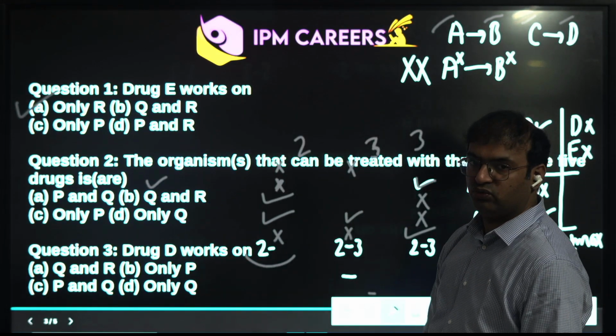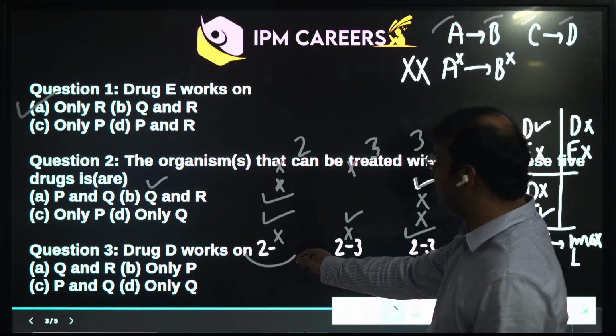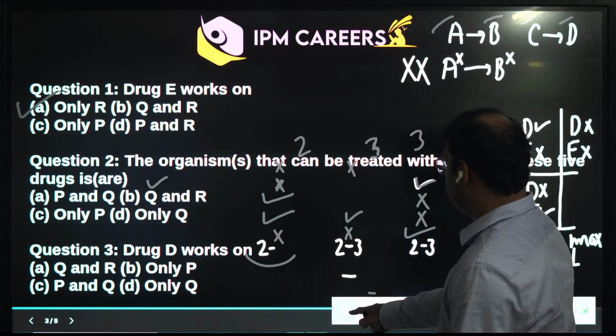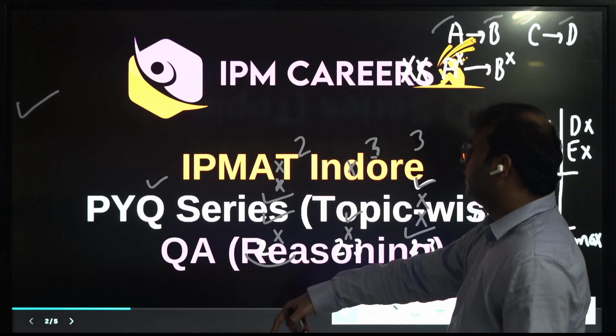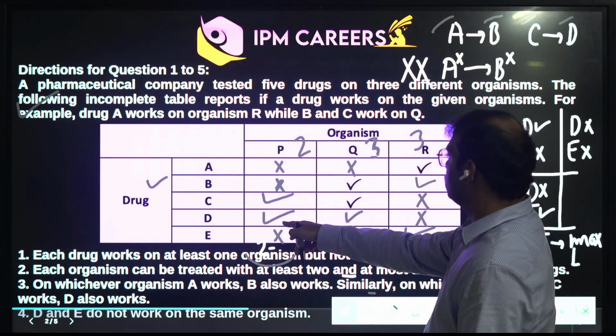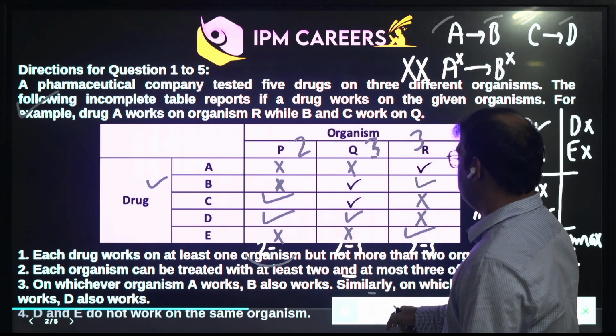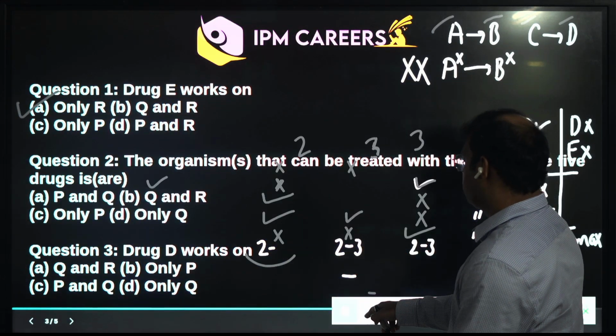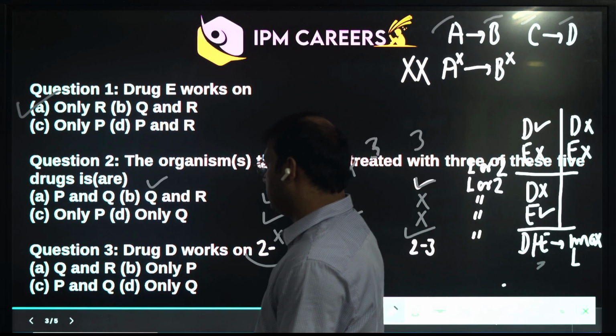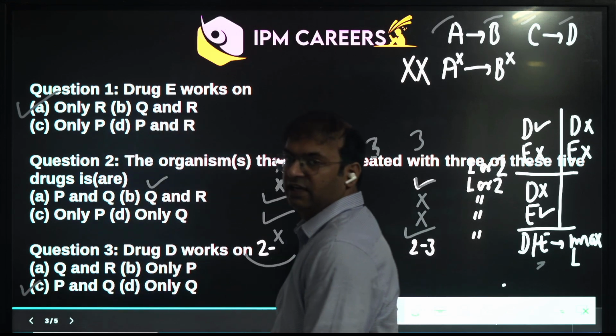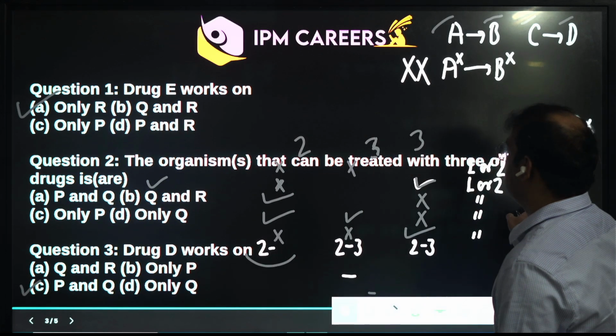Look at question number three. Question three says that drug B works on. Okay, so let's see, guys, drug B works on which organisms? Drug B works on organisms P and Q, right? So the right answer is P and Q, which is option number C, as you can see here, right, guys?